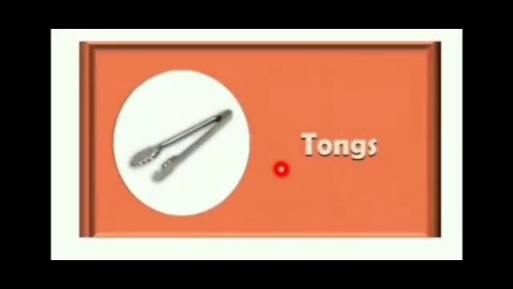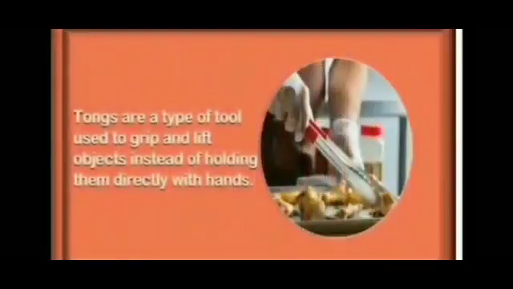Next one is tongs. T-O-N-G-S. Tongs. Tongs are a type of tool used to grip and lift objects instead of holding them directly with hands. So it is used to grip and lift the fried chicken and finger chips like that.